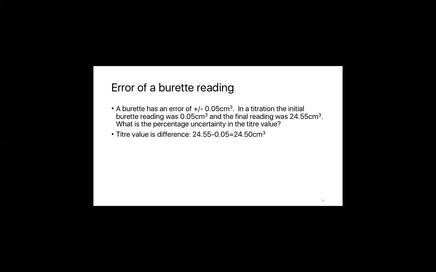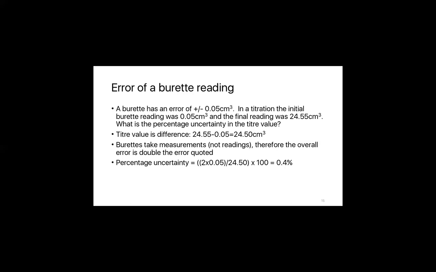Okay, so here we go. First of all, you have to work out the titer value, which is the difference, the final minus the initial, which would be 24.5. Now, because you are taking an initial reading and a final reading, the error will be double the error that's quoted. So the error will actually be 0.10. So 2 times 0.05, 0.10, divided by 24.50, multiplied by 100, it comes out as 0.4%. So one answer came through, and that was pretty much spot on, actually. Thought it might have been wrong, but no, you got the right idea there.